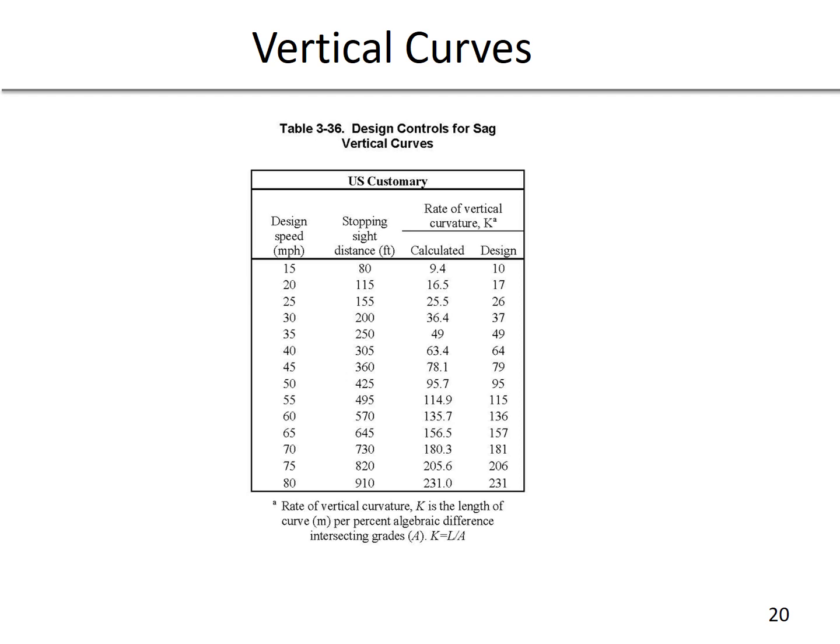So a little more detail here on the vertical curves. This table shows us the design controls for sag vertical curves and our K value, or the rate of vertical curvature that I mentioned previously when looking at maximum grades. So this rate of vertical curvature tells us the length of curve per percent in algebraic difference in the intersecting grade. So it tells us how quickly we can transition from one grade to the second grade. So transitioning from the entering grade of the vertical curve to the exiting grade is defined by the rate of vertical curvature.